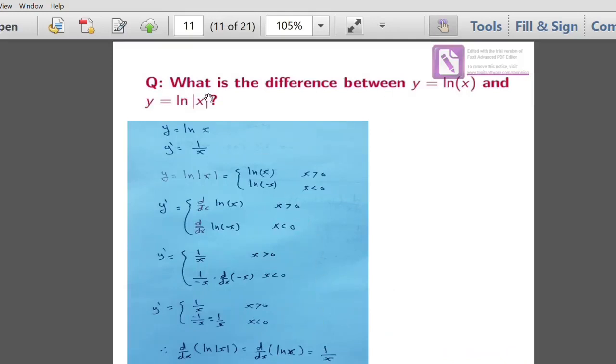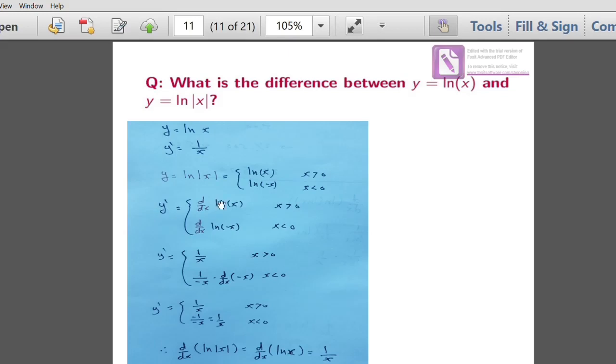Here we need to compare the difference between the derivative of y equals ln x and the derivative of y equals ln of the absolute value of x. So we have y equals ln x, and we know that the derivative is equal to 1 over x. We need to know the derivative of y equals ln of the absolute value of x. Let us redefine the absolute value. So it will be ln x when x is greater than 0, and ln of minus x when x is less than 0.